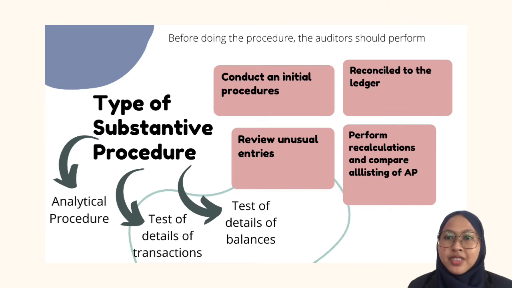Next is the types of substantive procedure. There are three types. First is analytical procedure. Second, test of details of transaction. Third is test of details of balance. Before doing the procedure, the auditor should first conduct an initial procedure. Second, reconcile to the ledger. Third, review unusual entries. Lastly, perform the calculation and compare all listings of account payable.